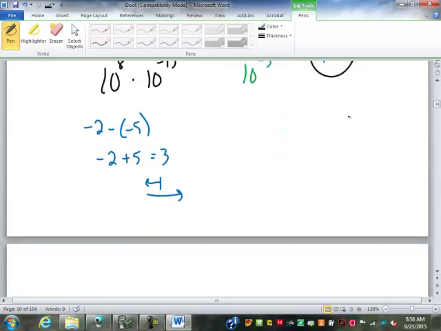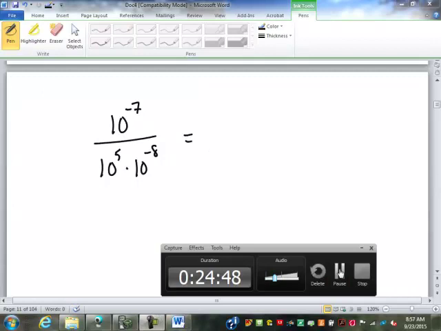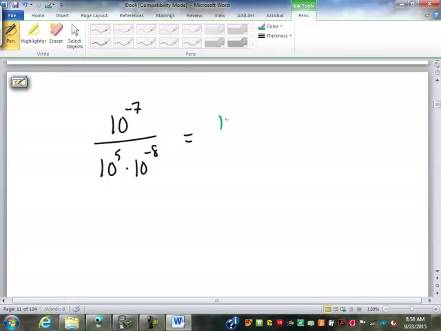Want to try one more? See how you do? Try that one, see how it goes. So, of course, on top, that's just going to be 10 to the negative 7th for now. There is nothing to do there. On bottom, we get 10 to the power of negative 3, good. We're multiplying, so we're going to add the powers. 5 plus negative 8 is negative 3.